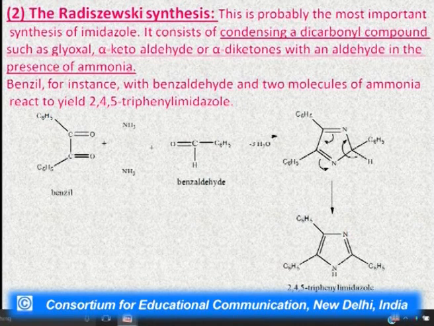Here in this reaction, we have taken benzil. This is a benzil molecule. It reacts with benzaldehyde and 2 molecules of ammonia. These condense with each other to give a cyclized product and will finally yield 2,4,5-triphenyl imidazole. So from this reaction we can get the substituted imidazole.